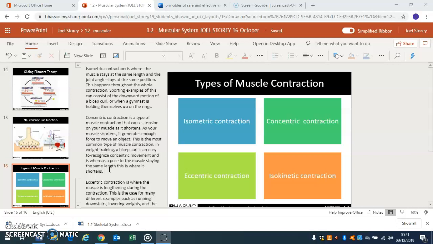Concentric contraction is a type of muscle contraction that causes tension on your muscle as it shortens. As your muscle shortens, it generates enough force to move the object. This is the most common type of muscle contraction. It is seen often in weight training bicep curls, and this movement is where the muscle will shorten instead of staying the same length, and will be in the upward phase of a bicep curl.